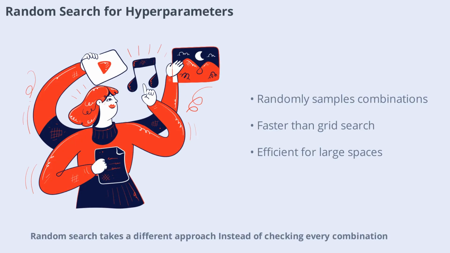Random search takes a different approach. Instead of checking every combination, it randomly samples hyperparameter values from a distribution. This method is much faster and often finds a good configuration in less time, especially when some parameters have little impact on performance. Random search is a practical choice for large or complex models.